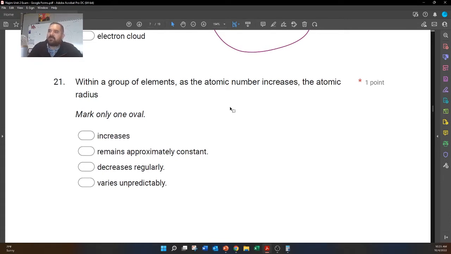Within a group of elements, as the atomic number increases, the atomic radius does what? So within a group, they're talking about going down a group. So as the atomic number increases, the atomic radius increases. And that's because every time we go down a group, we're adding an additional electron shell, which means our atomic radius is going to increase.